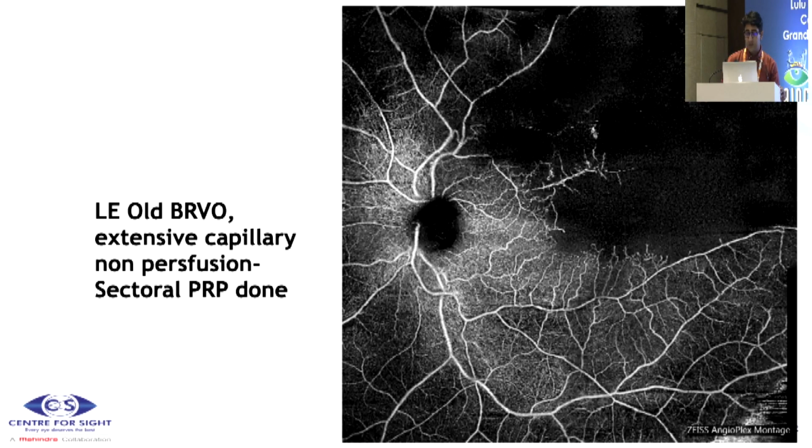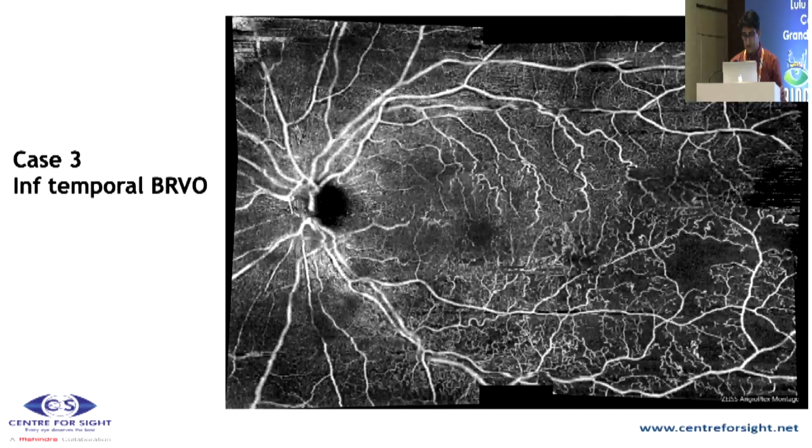But when the left eye was subjected to a montage, you see a huge non-perfused area, and this patient was subjected to a sectoral PRP laser. The third case is an elderly female who presented to us with BRVO, the inferotemporal branch. You see the multiple areas of non-perfusion, and she was advised to undergo a sectoral PRP because more than 5 disc diameters of non-perfused area was there.